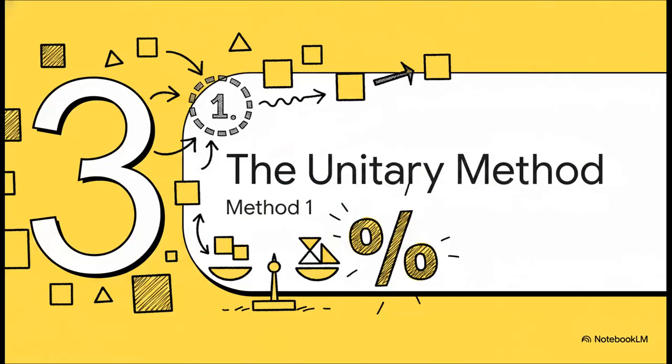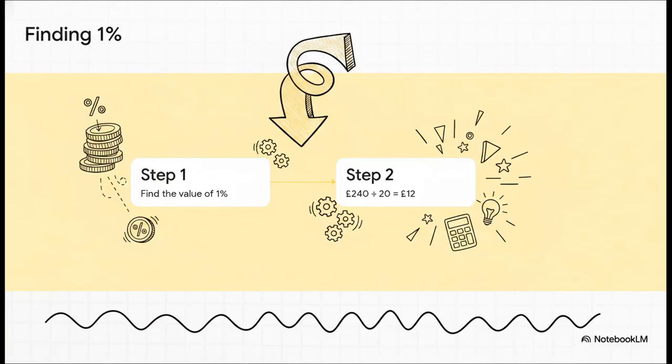So let's jump into the first way to solve this, method 1, the unitary method. Now, this is probably the most direct and intuitive approach for a lot of people. It's all about finding the value of one single unit, in this case, just 1%. So if we know that 20% is £240, finding 1% is pretty simple, right? We just divide by 20. So £240 divided by 20 gives us £12.